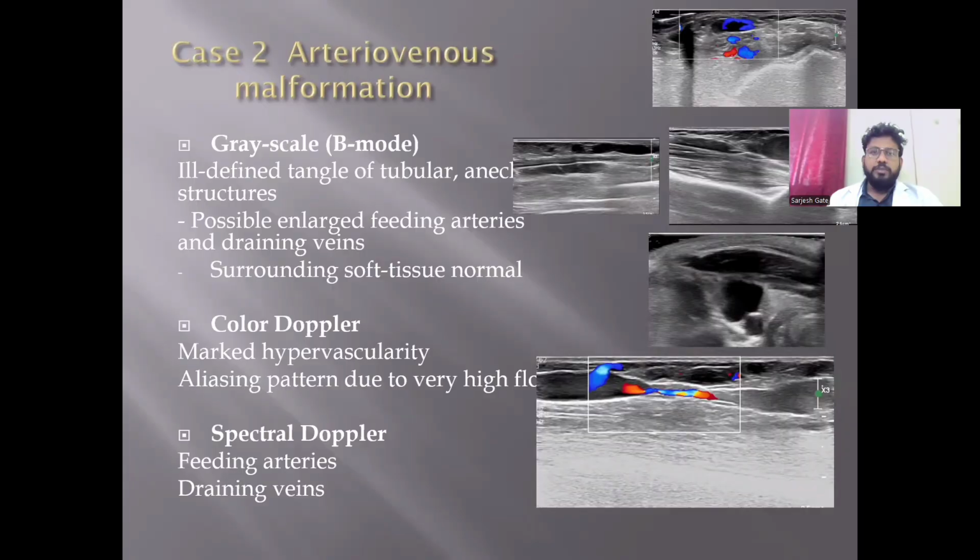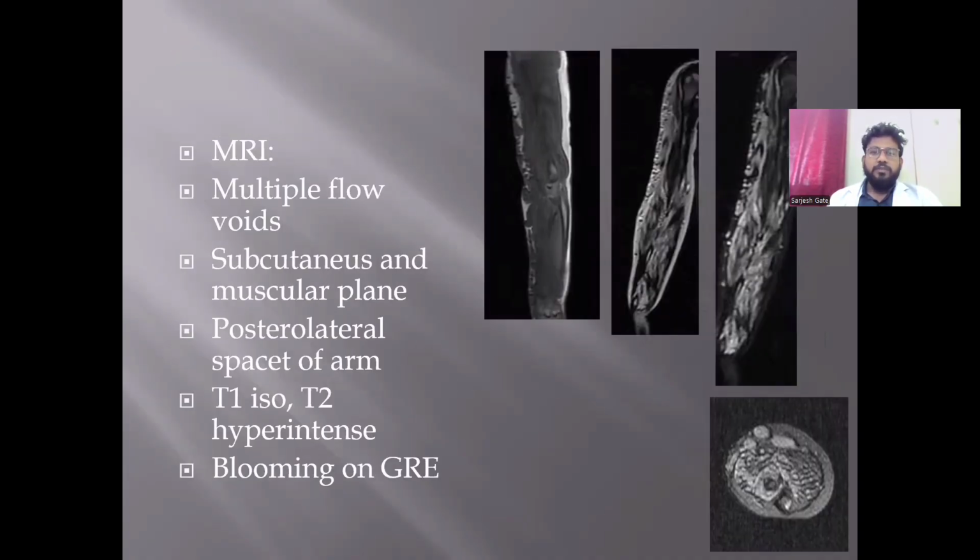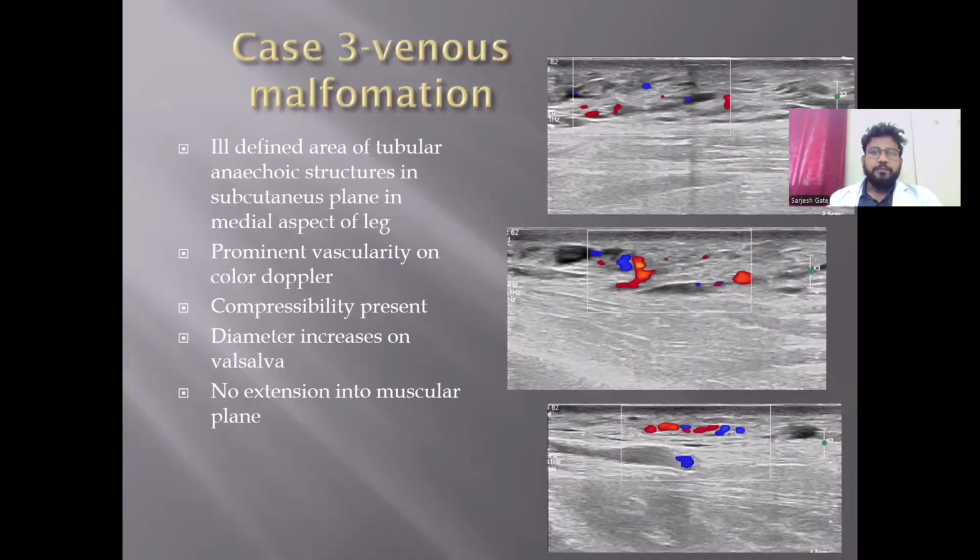Case 2, arteriovenous malformation. Here we see an ill-defined tangle of tubular anechoic structures with enlarged arteries and draining veins, with surrounding normal tissue. On color Doppler, there is marked hypervascularity and there is aliasing due to very high flow. On MR, there are multiple flow voids in the subcutaneous and muscular plane in the posterolateral aspect of the arm. T1 isointense, T2 hyperintense, and there is blooming on GRE.